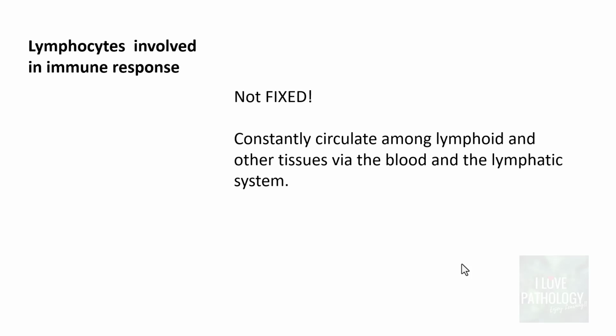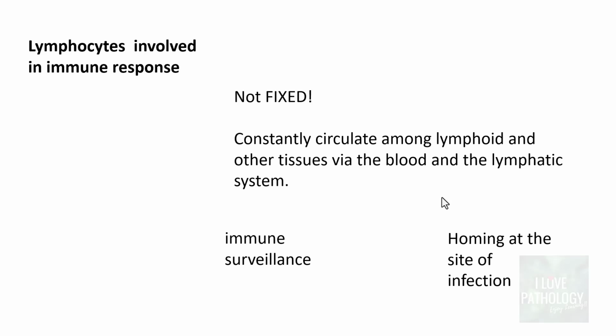The lymphocytes which are involved in various immune responses are not fixed, meaning they're not situated in one place. They are constantly circulating among lymphoid organs and other tissues via the blood and the lymphatic system. By doing so, these lymphocytes are constantly observing and looking for various invaders in the form of antigens, and that's what we call immune surveillance. These lymphocytes go to the site of infection and act against them. That's what we call homing of these lymphocytes at the site of infection.